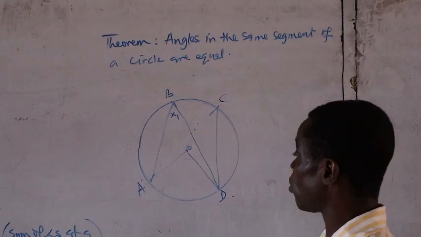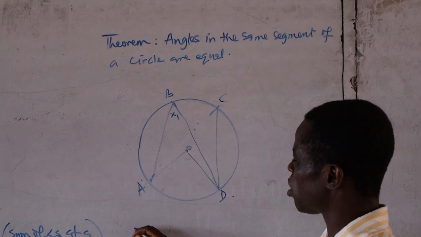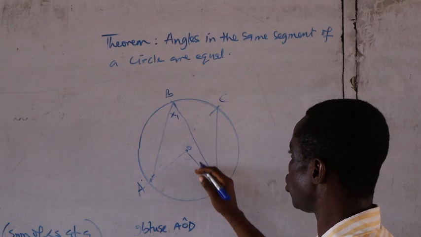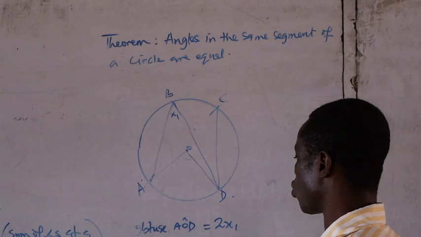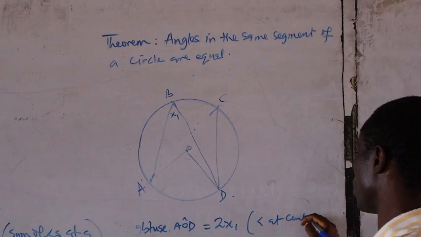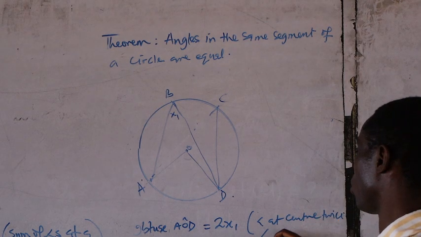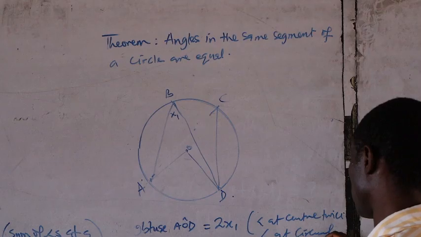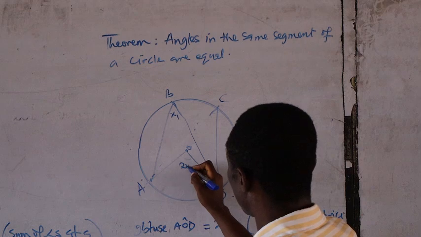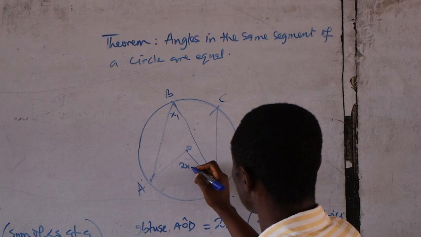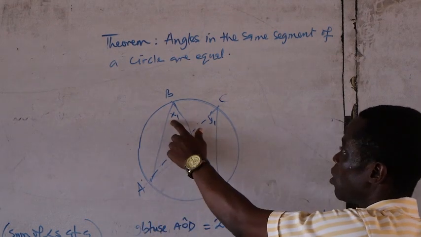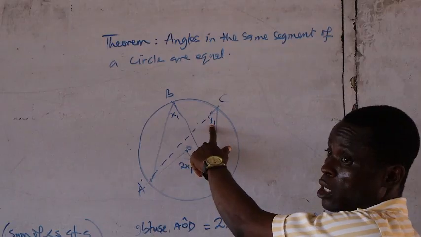Now I want to get this angle, obtuse AOD. Obtuse AOD is equal to 2x1. And what is the reason? Angle at center twice angle at circumference. Okay, then likewise, when you have this as 2x1, let me also label this as y1. I label this one as x1, then I also label this one as y1.